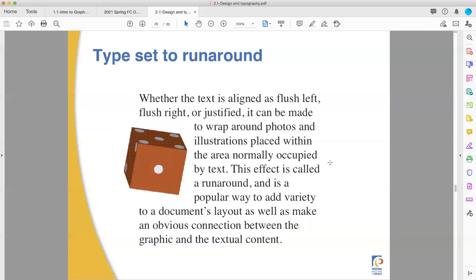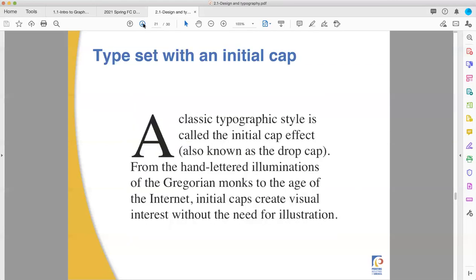Runaround, like when you call and they don't want to answer your questions. Runaround type is also called text wrap. I know it as text wrap because that's its name in InDesign. Text wrap means if you have a picture, the type just avoids the picture. It's fun to do this. As long as you have enough text to support it, it looks really good. We will definitely play with this in some projects.